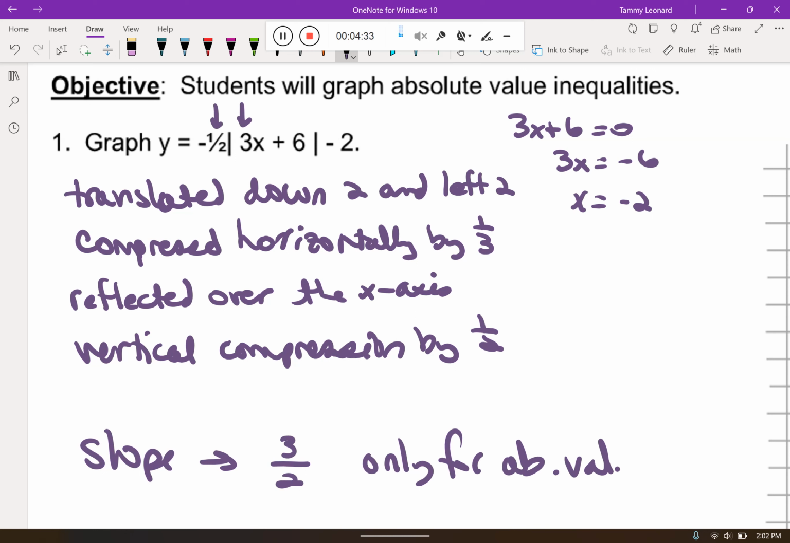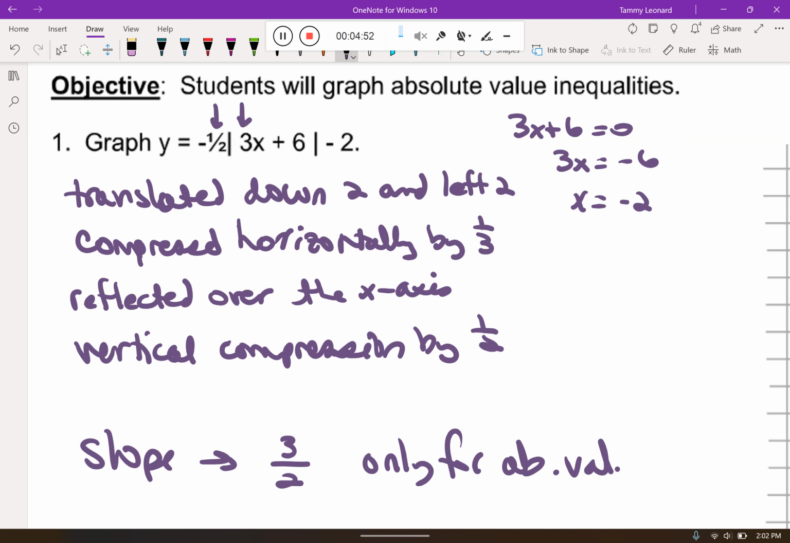I mean, technically it would work for a line, but no one transforms lines. That's just weird. We just graph lines. We know how to graph lines from all their forms. Okay? But of all the other types of functions we transform, absolute values are the only ones that have this cheat where you multiply the 2 A values together to get what the slope is.